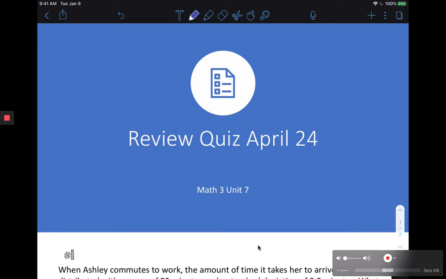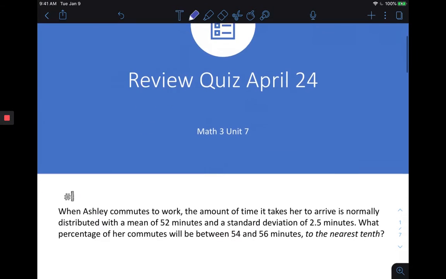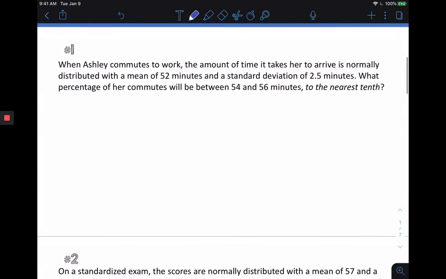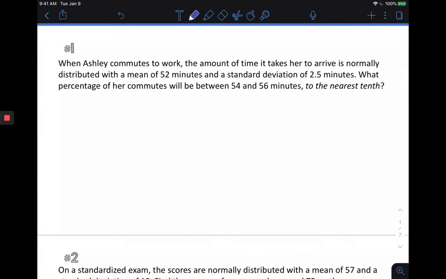Okay, we're going to go over Friday's review quiz, Friday, April 24th, these 5 questions. So the first one is, when Ashley commutes to work, the amount of time it takes her to arrive is normally distributed with a mean of 52 and a standard deviation of 2.5 minutes. We want to find what percentage of her commutes will be between 54 and 56 minutes to the nearest tenth.